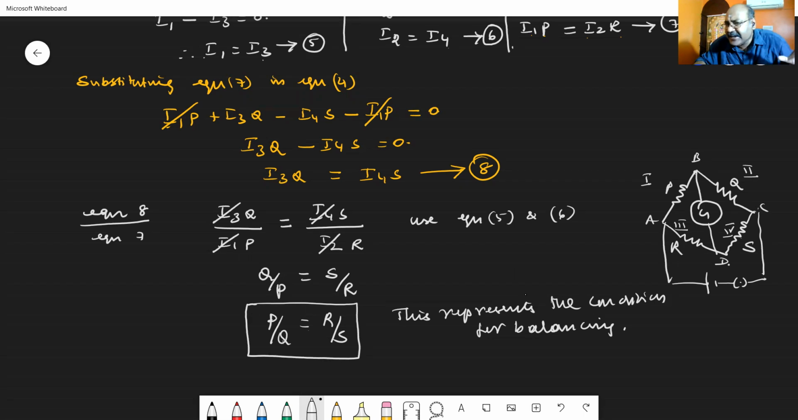So here, what is the condition? P by Q. Ratio of the resistances in the first arm and in the second arm is equal to the ratio of resistances in the third arm and the fourth arm. If the ratios of the resistances are equal, then junction B and junction D are at the same potential, or there is no flow of electrical current through the galvanometer, so no deflection is available in it.